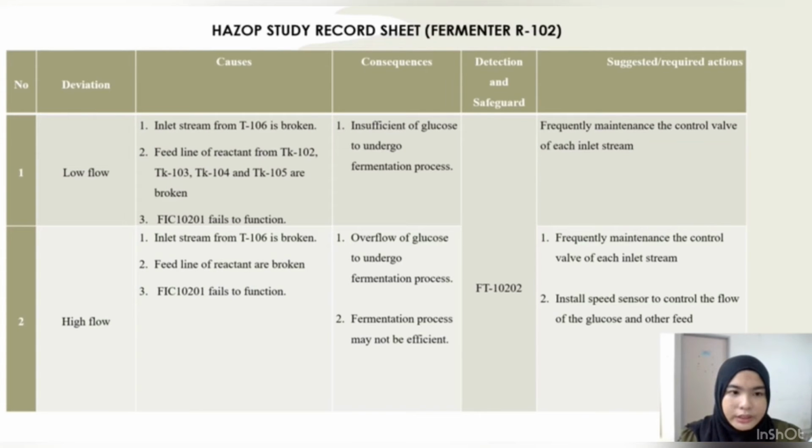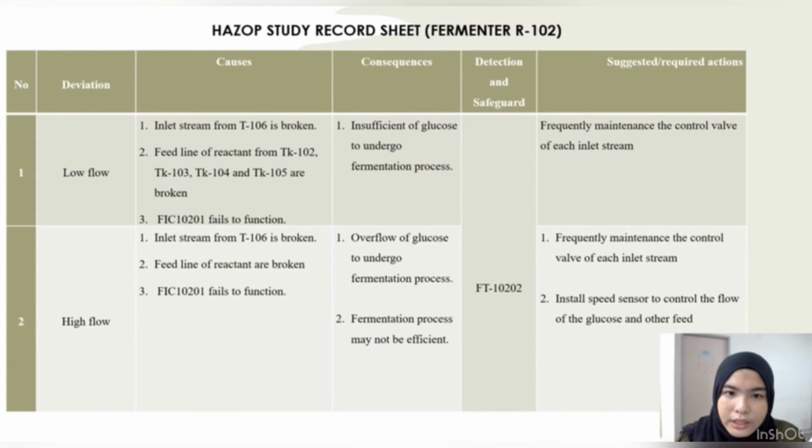So here we see the first parameter, which is flow. It can be divided into two divisions, low flow and high flow. The possible causes for this deviation, first, the inlet stream from T106 is broken. The feed lines of reactant from TK102, TK103, TK104 and TK105 are broken. And also, the FIC failed to function.